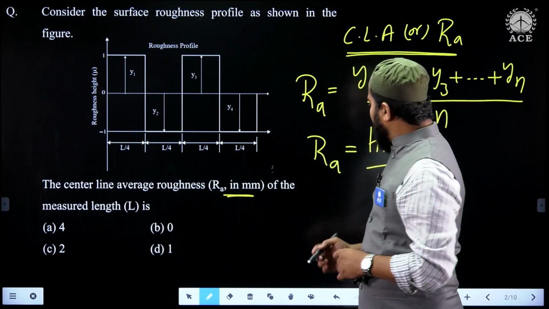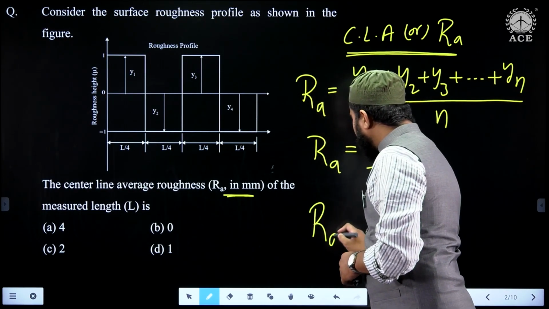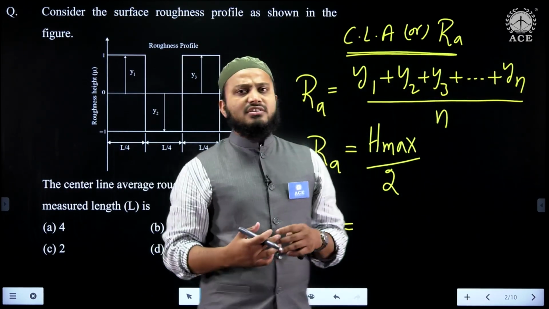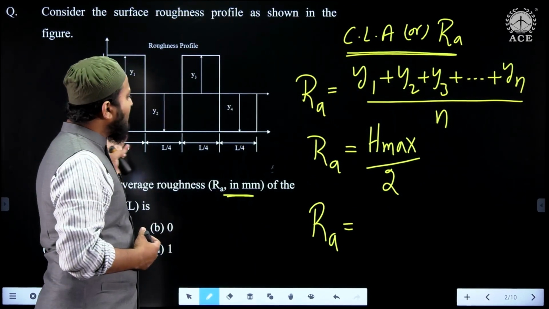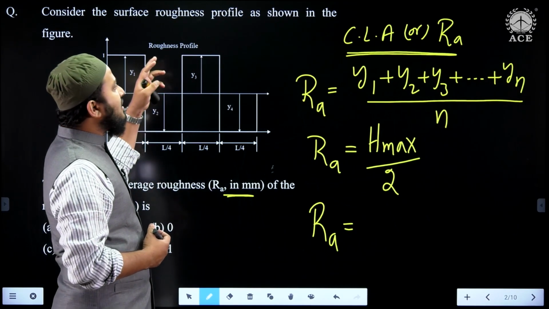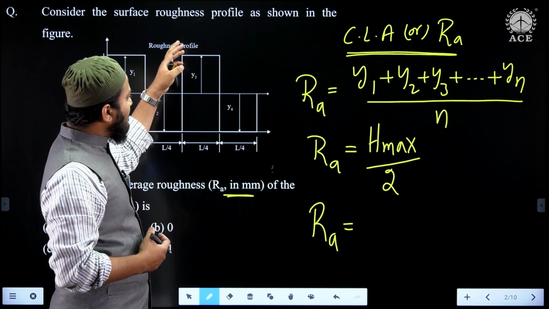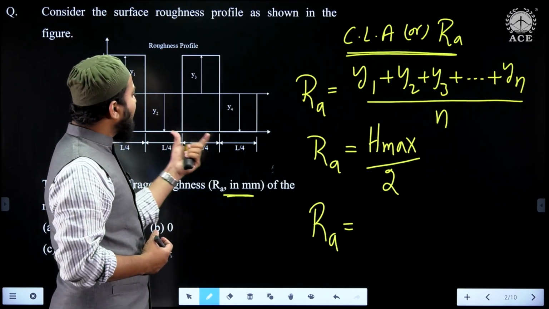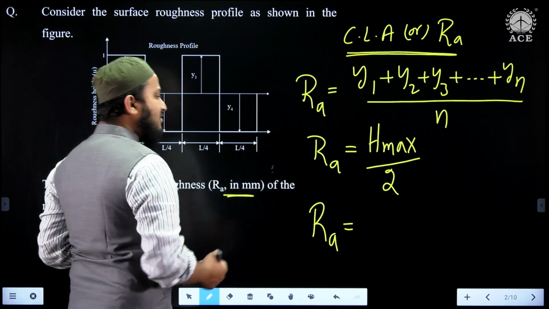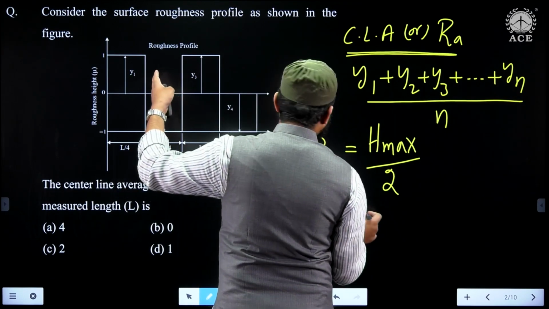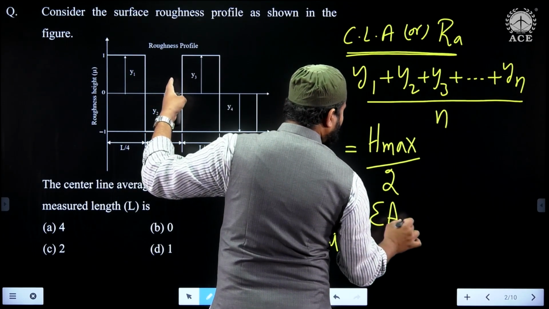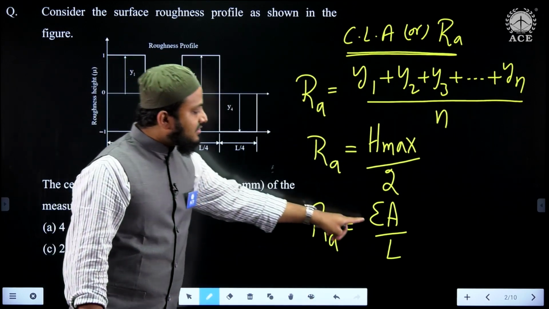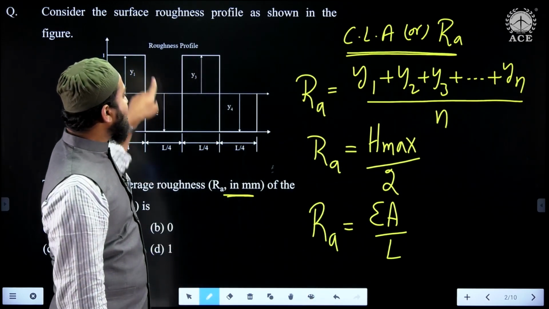Whereas one more method we have, whenever area is given for the surface texture, when we have the total number of peaks and valleys and the total sampling length, along with that we have a horizontal magnification and a vertical magnification. There was one formula, but in this case as there is no horizontal and vertical magnification, we can take the summation of total area by L, where sigma A represents the total area summation.